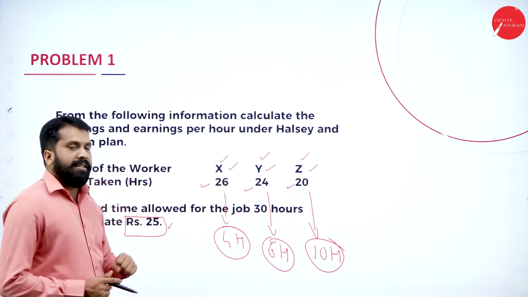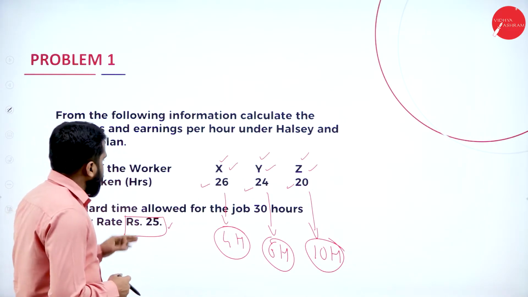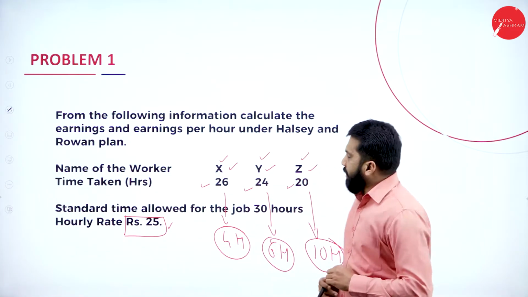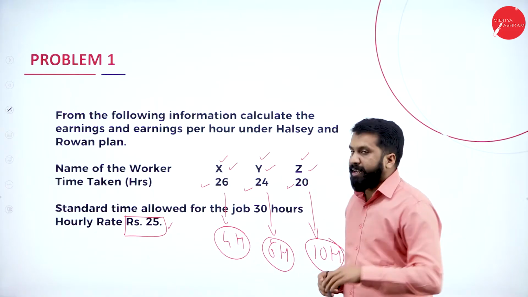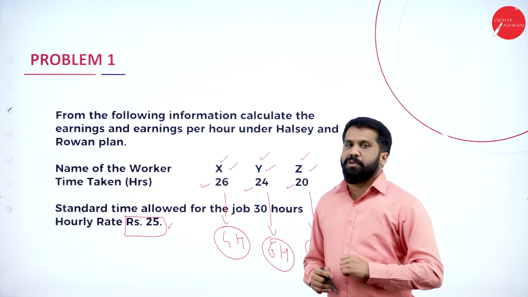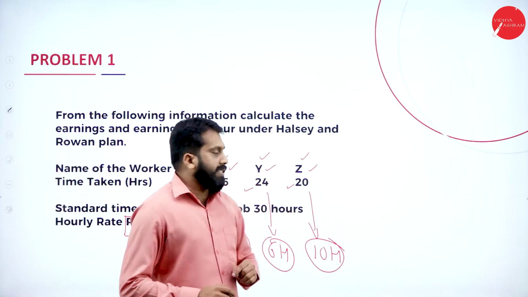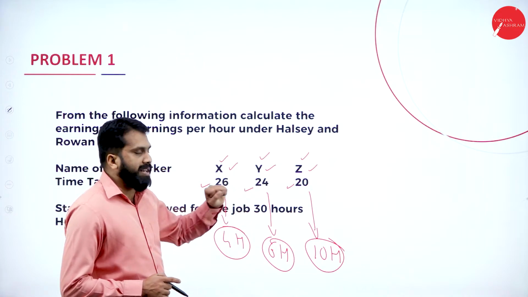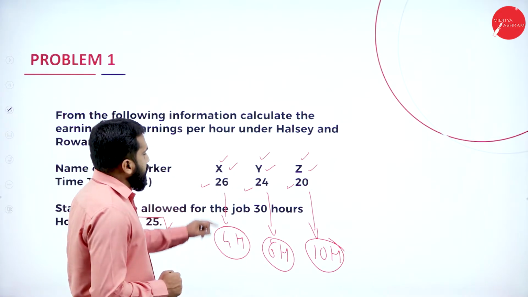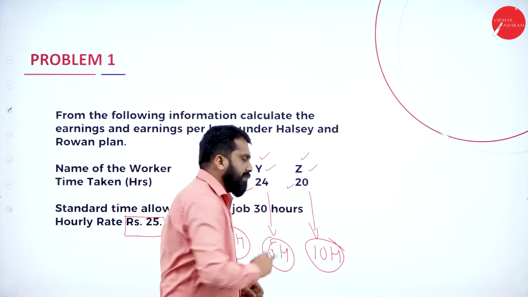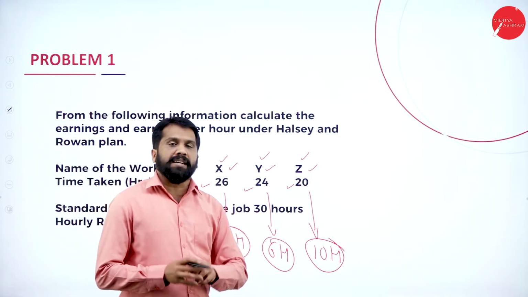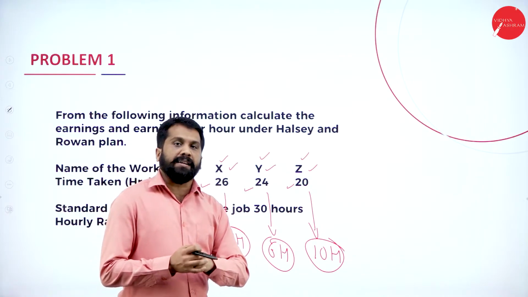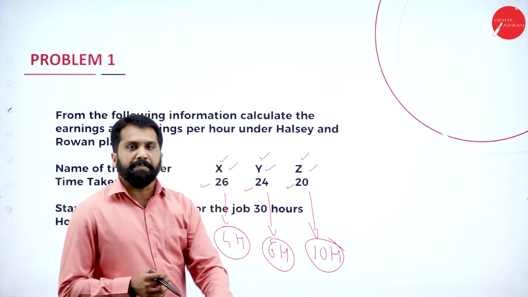26 multiplied by 25. Now, you may think that he has taken less time, so he will get less salary. The answer is no. Why? Because he has saved almost 10 hours. Out of 30, he took only 20. Now, he saved 10 hours. For that 10 hours, he will get some benefit. So, everything we will calculate under the Halsey plan as well as the Rowan plan.